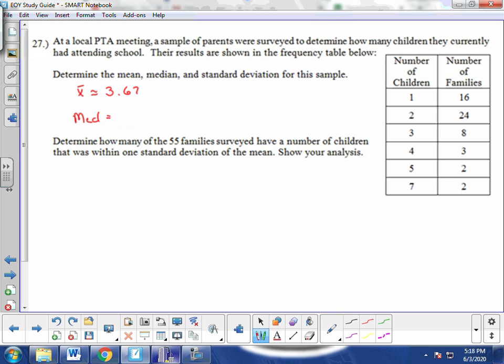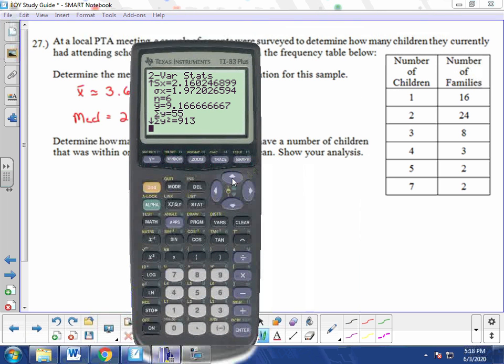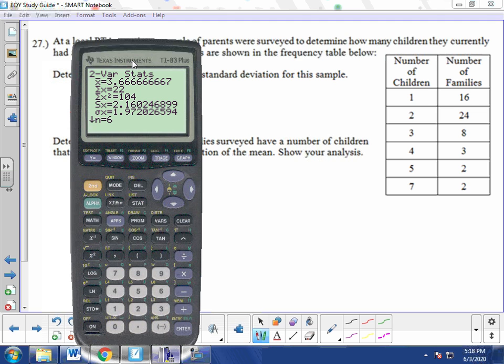Now, standard deviation for this problem is where a lot of people might mess up. Notice this says it's sample. So if it says sample, we need the sample standard deviation. So the sample standard deviation is capital S of X. So the sample standard deviation here is approximately 2.16.